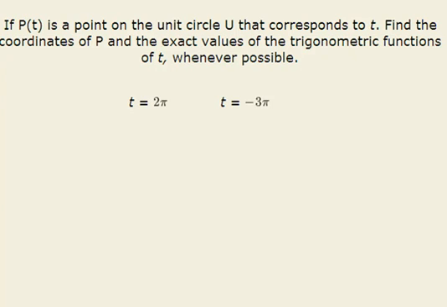In this problem, we are given t in radians, and we are asked to find P of t, which is a point on the unit circle that corresponds to the given value of t. We are asked then to find the coordinates of that point and the exact values of the trigonometric functions for t, if possible. We will start by looking at the first example where t is equal to 2 pi.